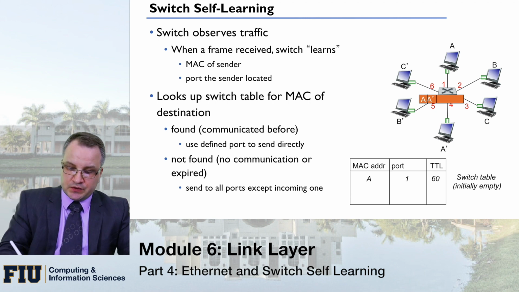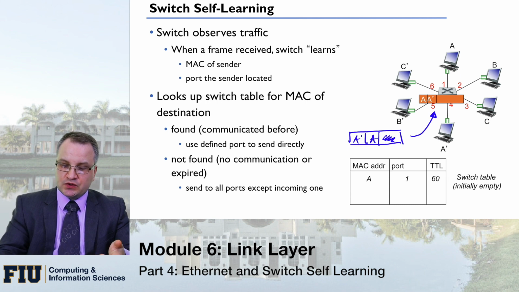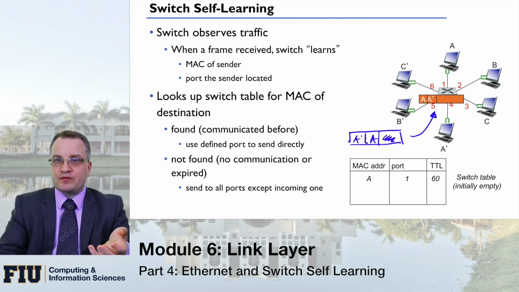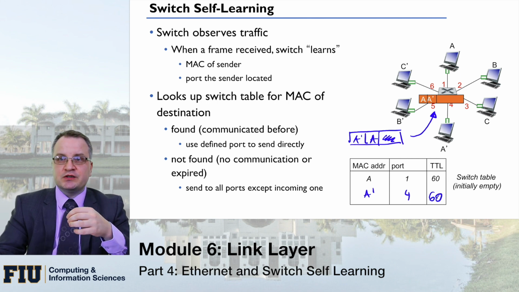So now what we're going to have, node A prime will create a new frame with the source A prime and destination A, and it will again present this frame to the switch. As soon as the switch receives this frame, it does exactly the same operation as before. It will record that A prime is now connected to port 4. So with A prime, port 4, and set whatever TTL this switch is configured to.